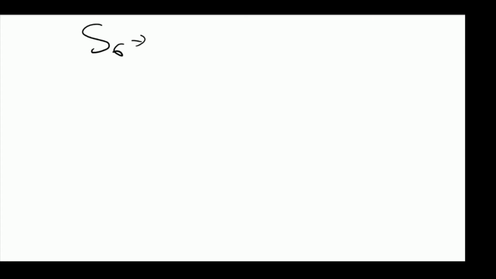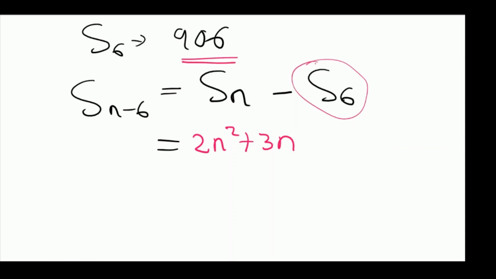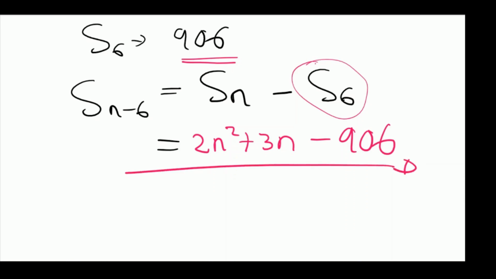Now, they say that the sum of the 6 terms which are excluded is equal to 906. To find our solution, we're going to say the sum of n minus 6, so we are subtracting the 6 terms, is going to be equal to our sum that we found in the previous question minus the sum of the 6 terms that are excluded. The sum that we found in the previous question was 2n squared plus 3n, and then we subtract the 6 terms, so it's going to be minus 906. So this is the sum of n terms minus the 6 terms.